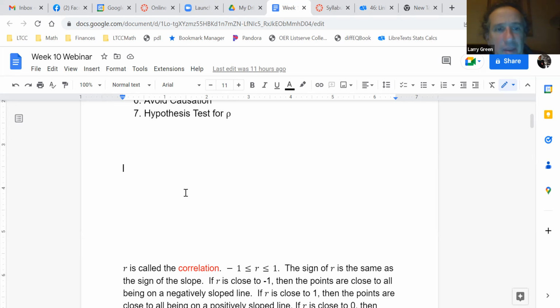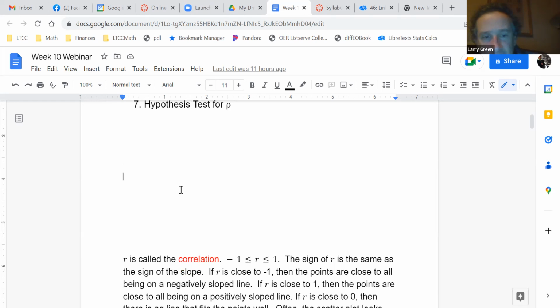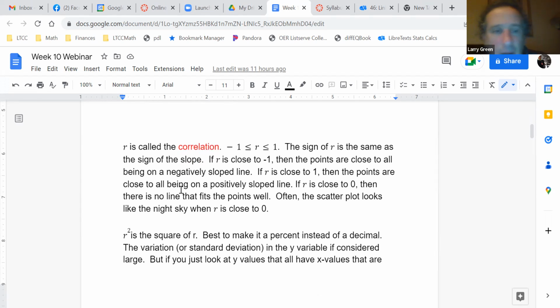Okay, so what we have is a couple things. I want to talk about R and R squared in general, and then we'll do some. That's the idea. So it turns out that R is the correlation. That's something I mentioned a bit ago. So R is called the correlation.